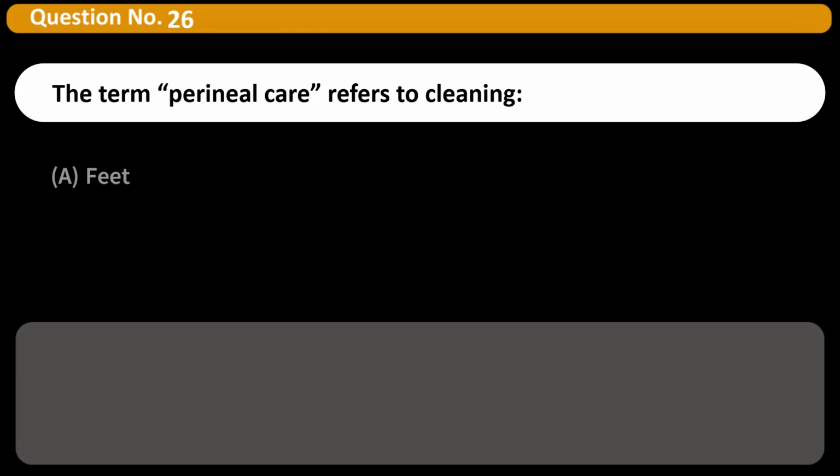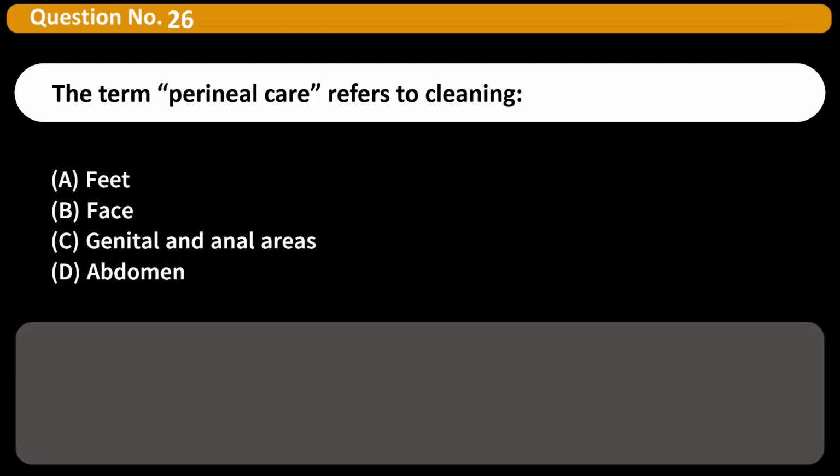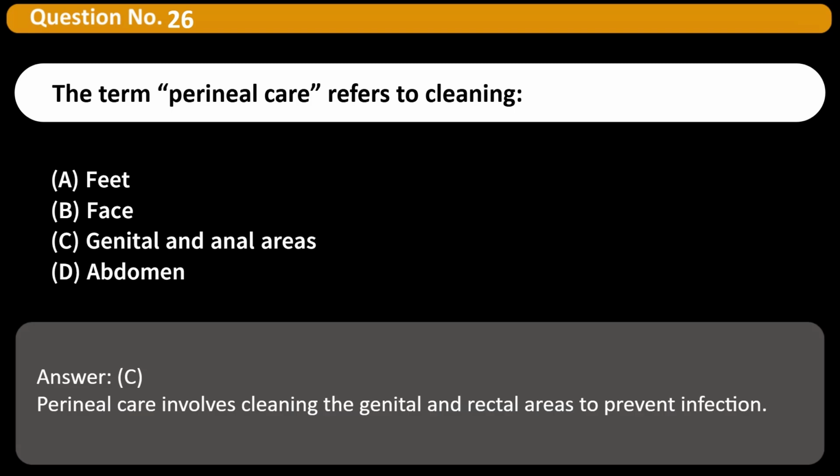The term perineal care refers to cleaning: A. Feet. B. Face. C. Genital and anal areas. D. Abdomen. Answer: C. Perineal care involves cleaning the genital and rectal areas to prevent infection.